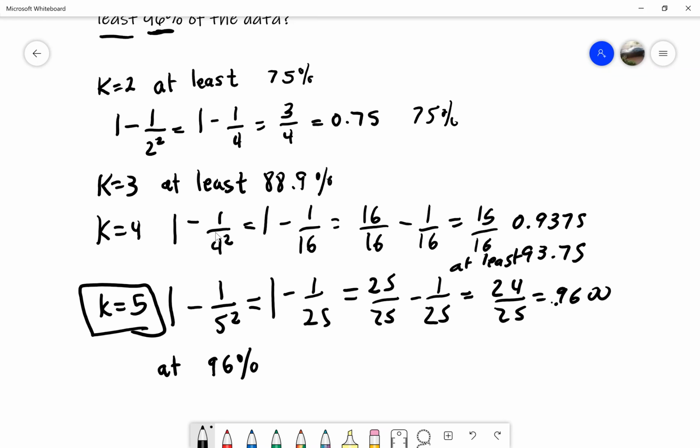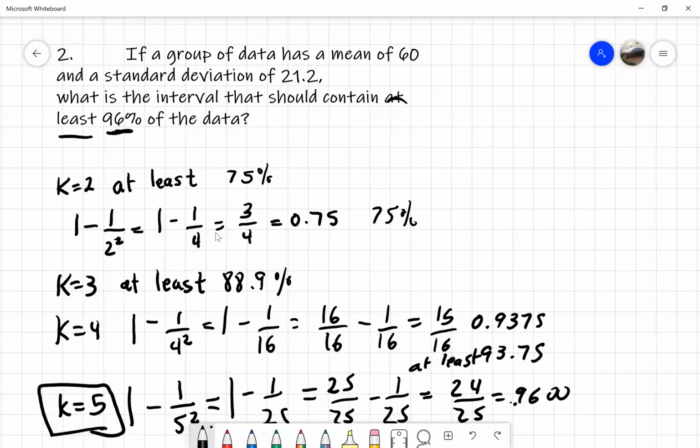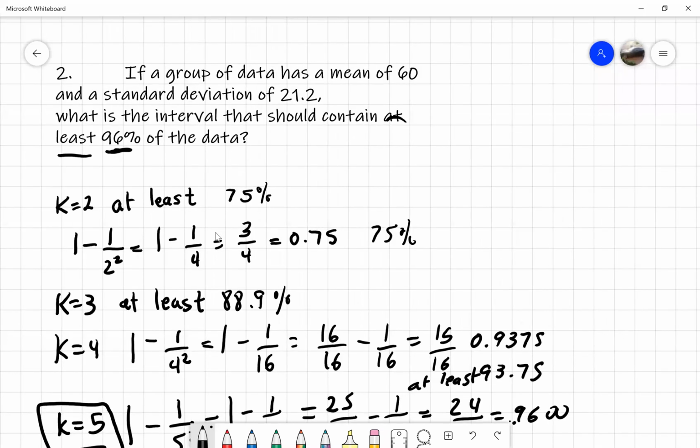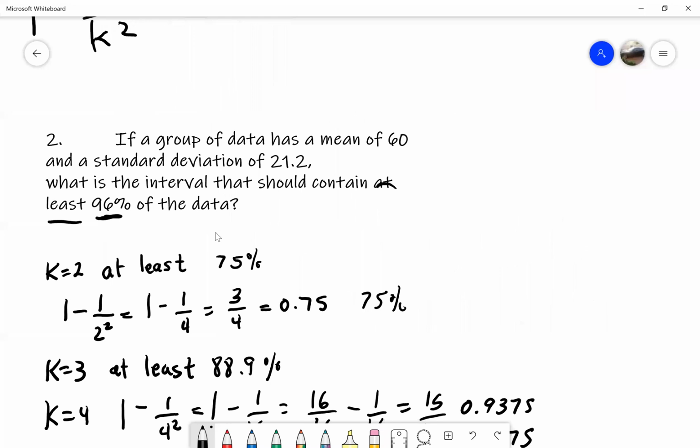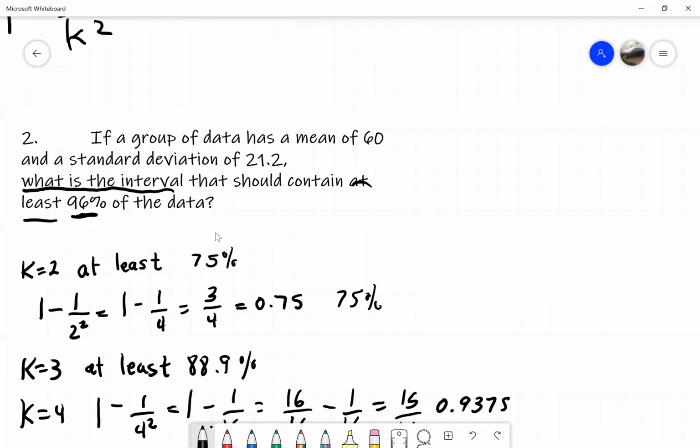What does k stand for? How many standard deviations away. 5. Now they asked us here, what is the interval that should contain at least 96% of the data?